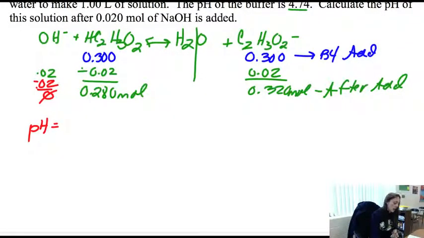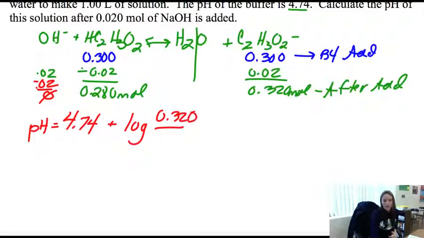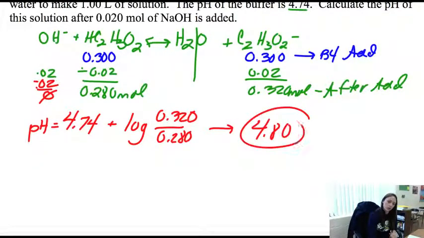I need the pKa. Well, they don't tell me the Ka, but they do tell me that those two things are the same in the buffer, which means my pH is equal to my pKa. So I have 4.74 plus the log of the base over the acid, and the base is the 0.32, and the acid is the 0.280. Plug in your calculator and you get 4.80. Notice how it did not change very much, and it shouldn't because it's a buffer.